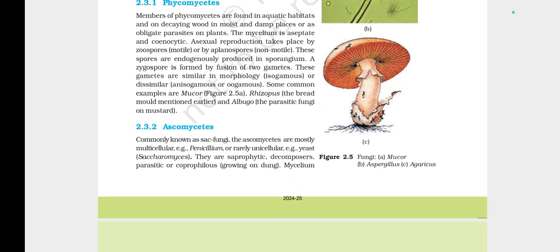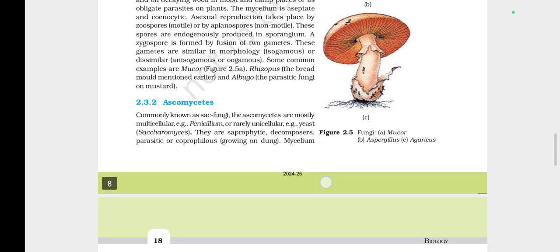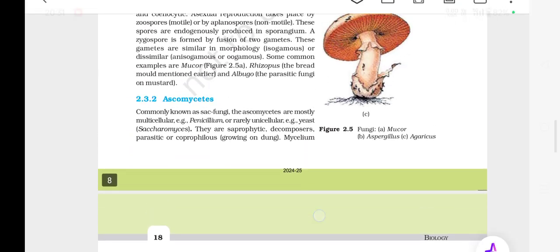Ascomycetes, commonly known as sac fungi. Ascomycetes are mostly multicellular, and rarely unicellular like yeast. Saccharomyces is a saprophytic decomposer. Mycelium are septate and branched.